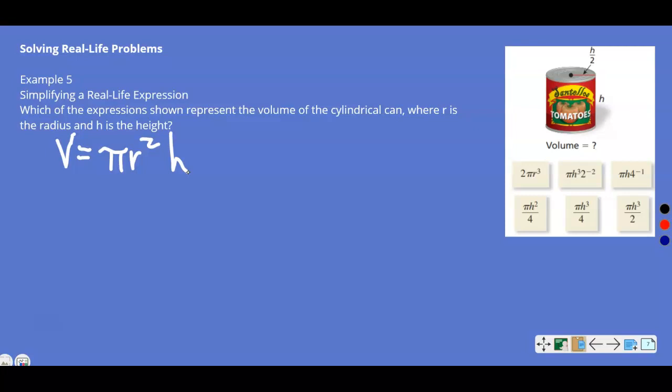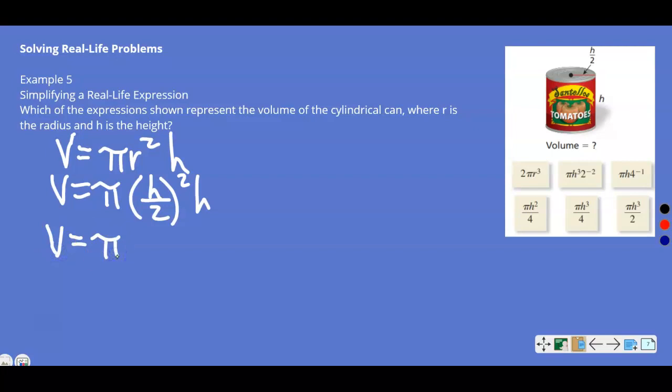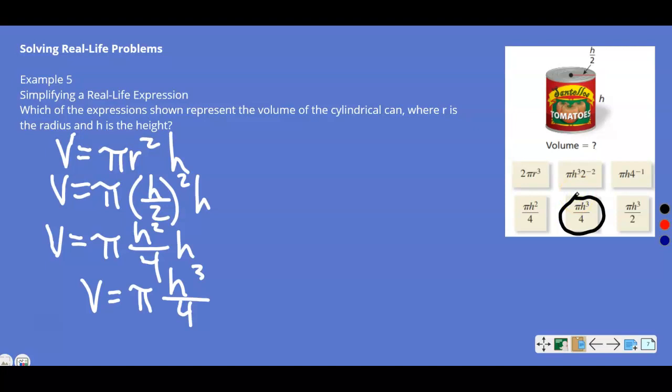All right, so let's look at how to simplify this. So we're going to have volume equals pi r squared. We have h over 2 is our radius. We're going to square that times h. So our volume equals pi, we're going to have h squared over 2 squared. 2 squared is 4 times h. So our volume equals pi h cubed over 4. All right, so pi h cubed over 4. So we can immediately see that this is a solution.